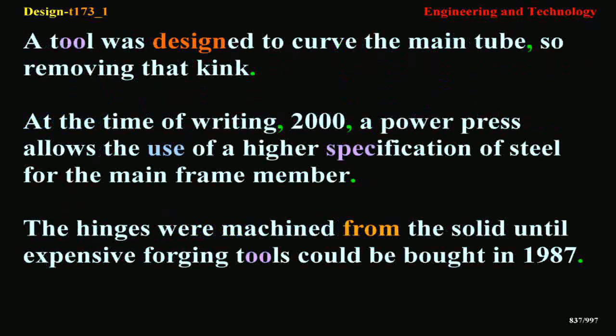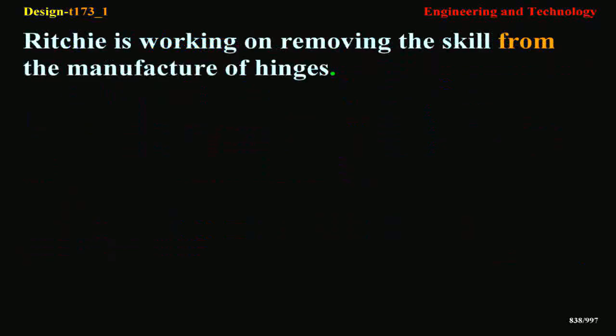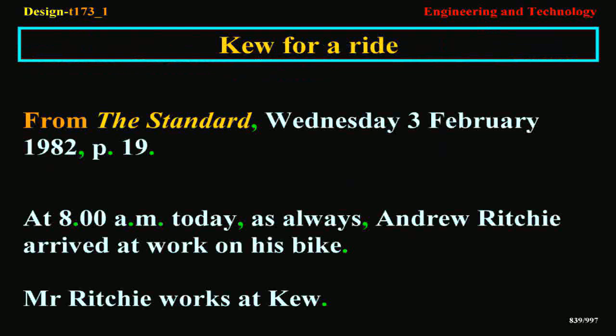A tool was designed to curve the main tube, so removing that kink. At the time of writing, 2000, a power press allows the use of a higher specification of steel for the main frame member. The hinges were machined from the solid until expensive forging tools could be bought in 1987. Ritchie is working on removing the scale from the manufacture of hinges. Q for a ride. From the Standard, Wednesday, February 3, 1982, page 19.